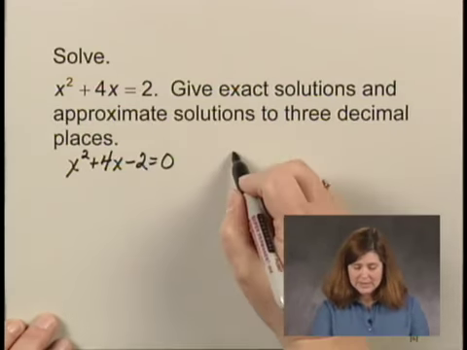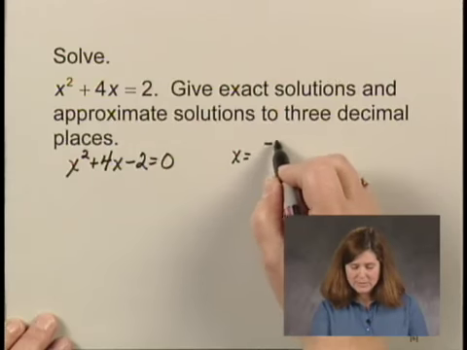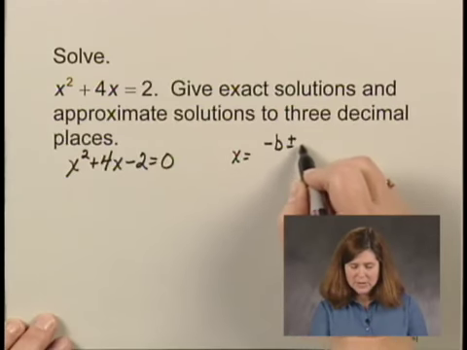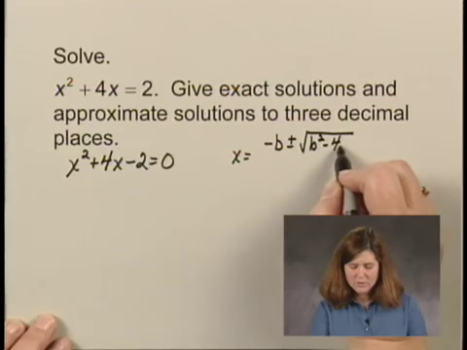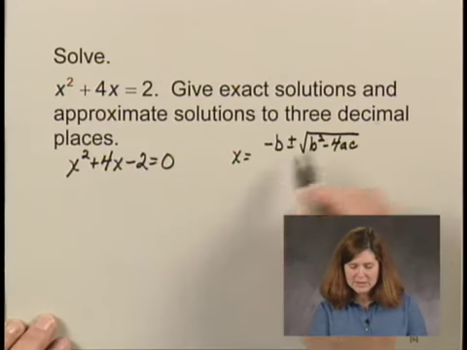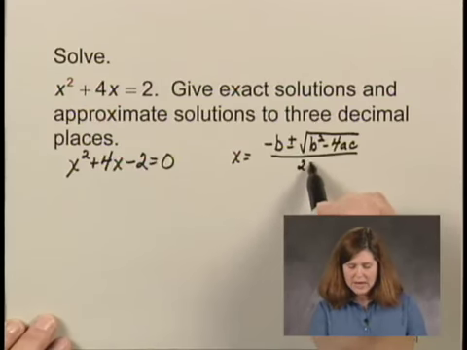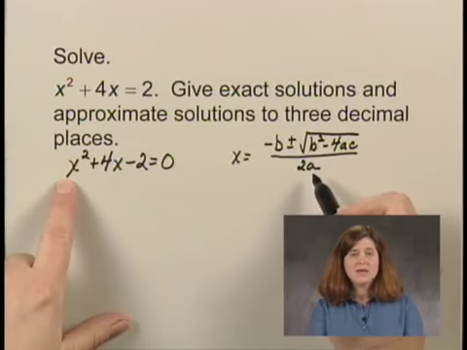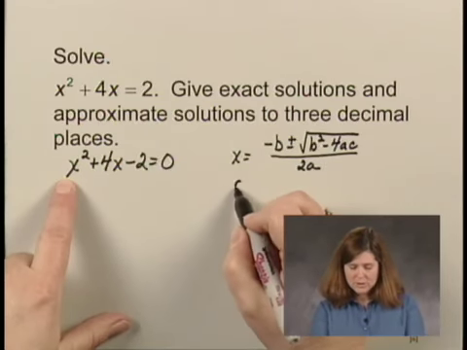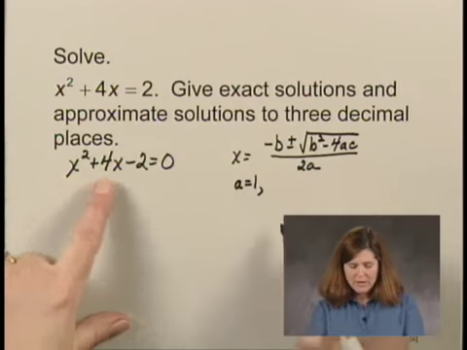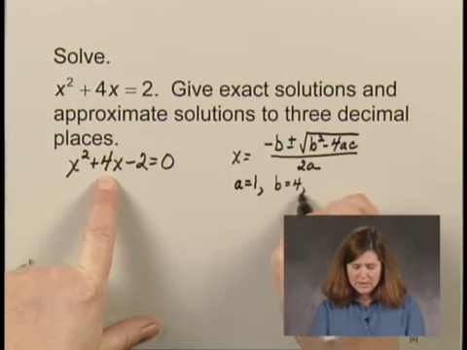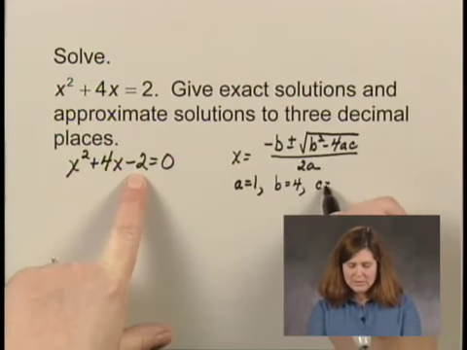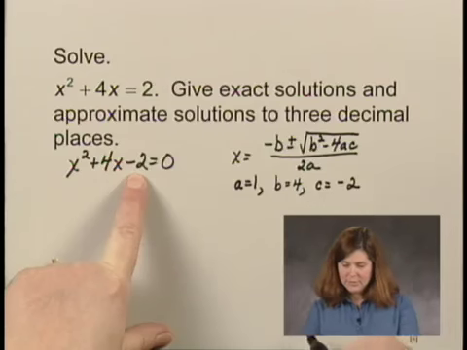That formula says that x equals the opposite of b plus or minus the square root of b squared minus 4 times a times c all over 2a, where a is the coefficient of the x squared term, so a equals 1. B is the coefficient of the x term, so b equals 4. And c then equals negative 2.